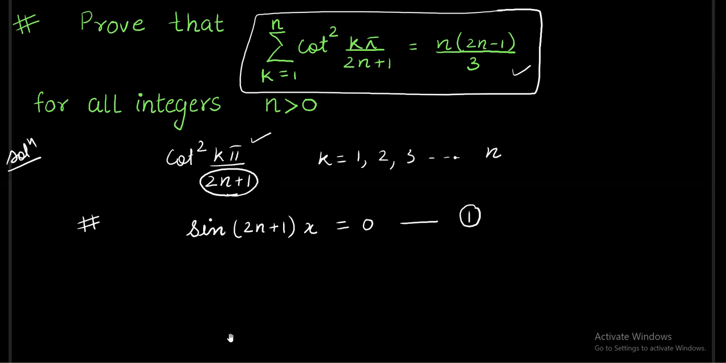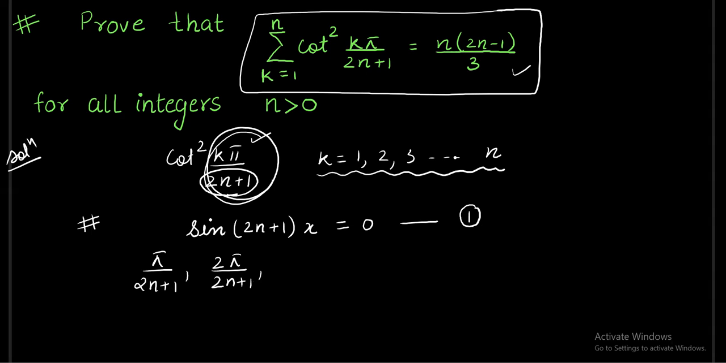Now what is the next step? The next step says to check whether, for all these values of k, that means for k equals 1, for k equals 2, the angles which are written over here satisfy equation number 1 or not. So yes, we can verify it very quickly. Just by observation, we can say that all these are actually the roots of equation number 1.